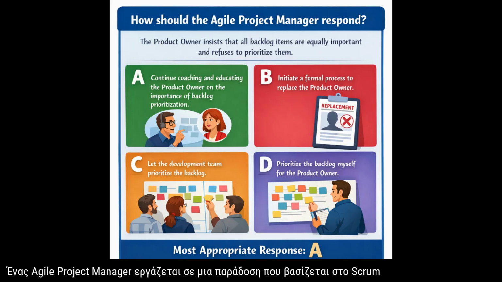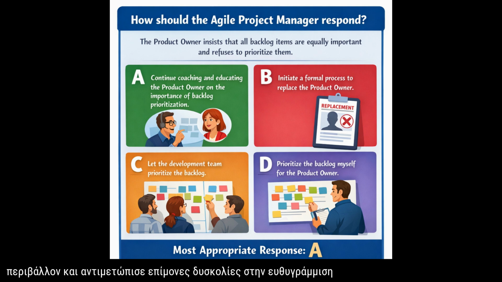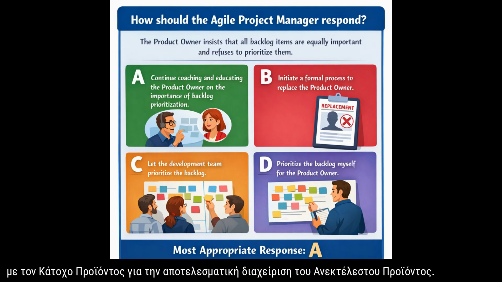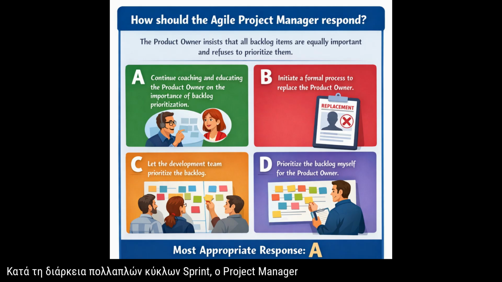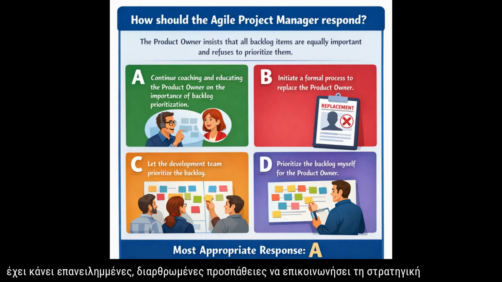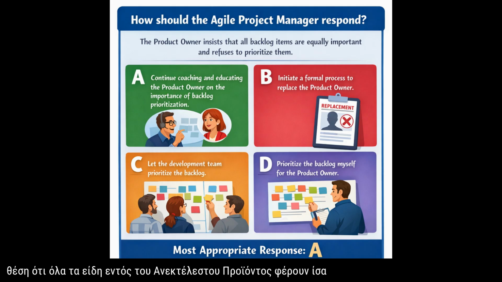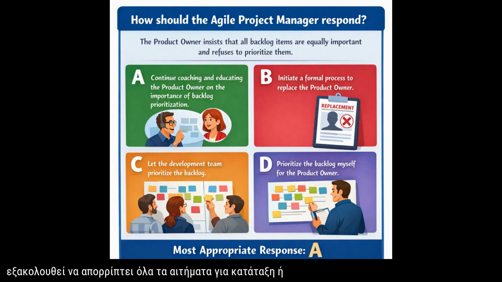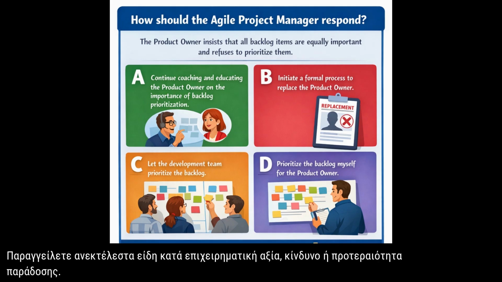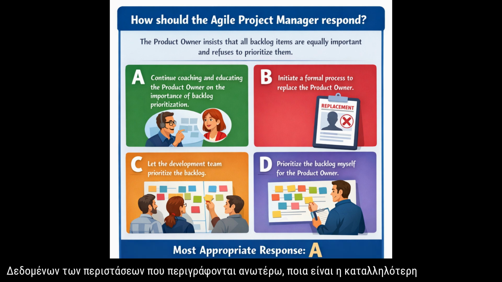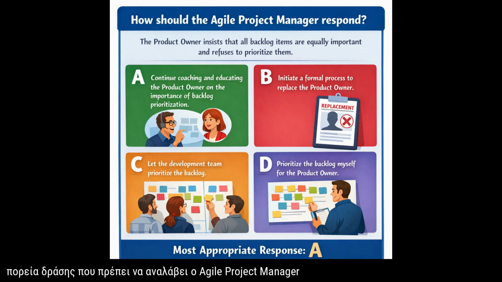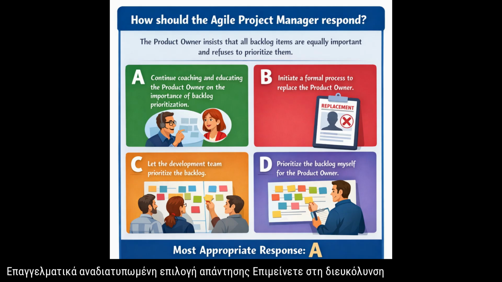An Agile project manager is working within a Scrum-based delivery environment and has experienced persistent difficulties in aligning with the product owner on effective product backlog management. Over the course of multiple sprint cycles, the project manager has made repeated, structured attempts to communicate the strategic value and operational necessity of backlog prioritization. Despite these ongoing efforts, the product owner maintains the position that all items within the product backlog carry equal importance and continues to decline all requests to rank or order backlog items by business value, risk, or delivery priority. Given the circumstances described above, what is the most appropriate course of action for the Agile project manager to take at this stage?